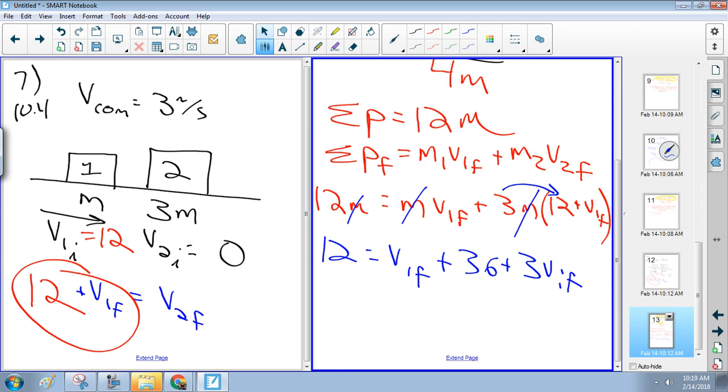Okay, so subtract 36, you got negative 24 equals V1 plus 3V1, which is 4V1F. Oh, V1 final must be negative 6 meters a second, so it must have bounced back. Which means that V2F is positive 6. Cool?